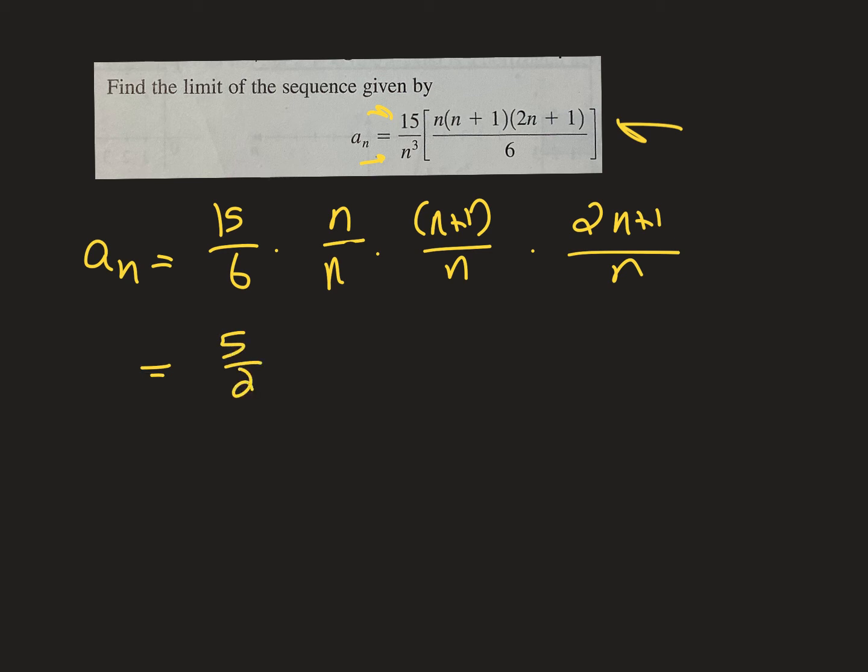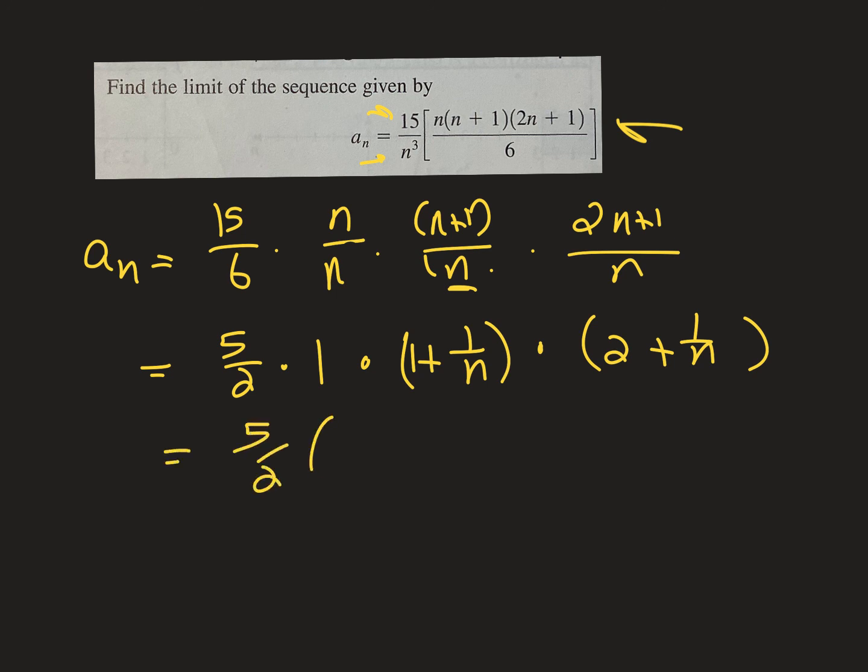15 over 6 is 5 halves. n over n is 1. Now this is going to look crazy when I write this next part, but you will get this. I'm going to take this n down here and divide it into each term of my numerator. So I'm doing n divided by n. That's 1. And 1 divided by n is 1 over n. All right, so there's that one. This one, I'm going to do the same thing. I'm going to divide n into my numerator. It would cancel there with the 2. Just leave 2, and then leave 1 over n again. So there's all my stuff, right? So I can keep simplifying, believe it or not. 5 halves times 1 is 5 halves, times 1 plus 1 over n, times 2 plus 1 over n.